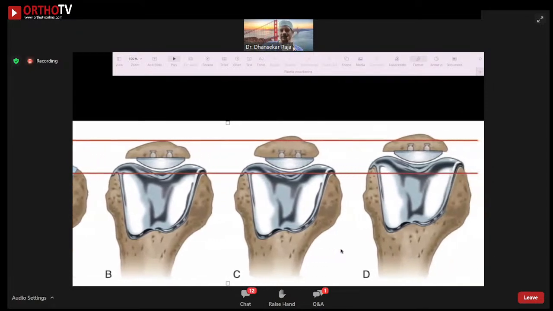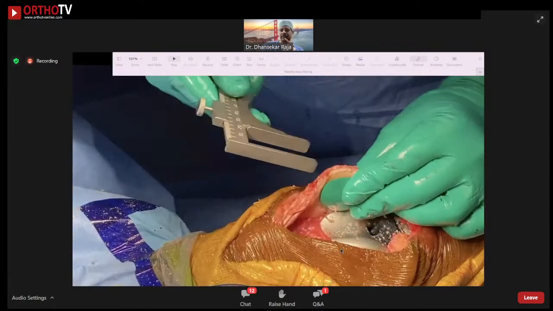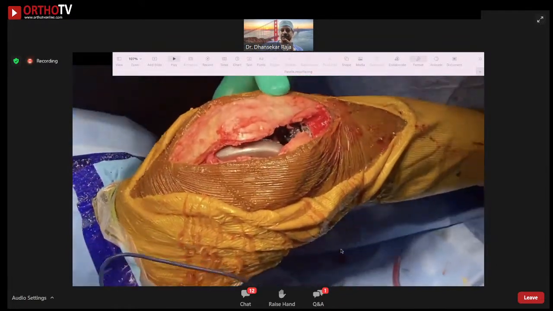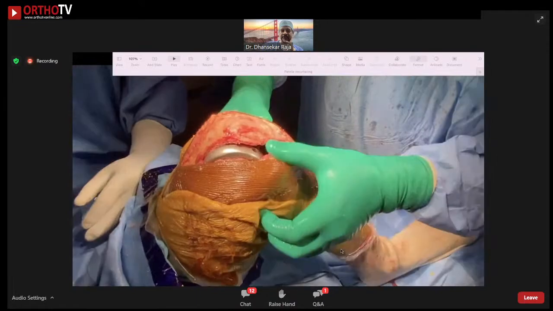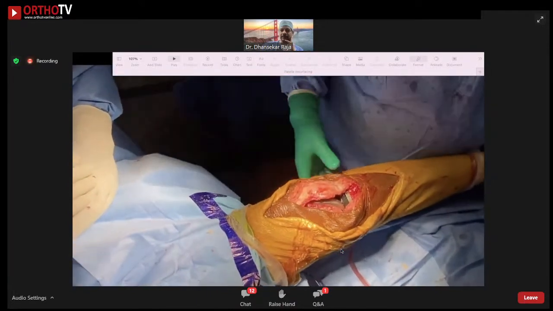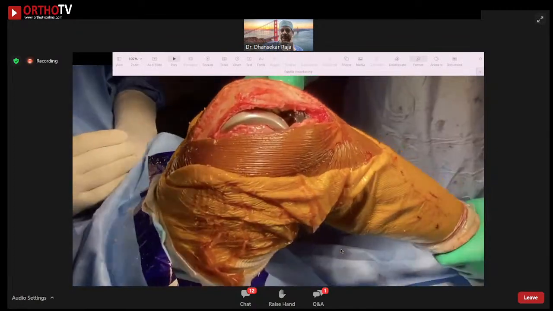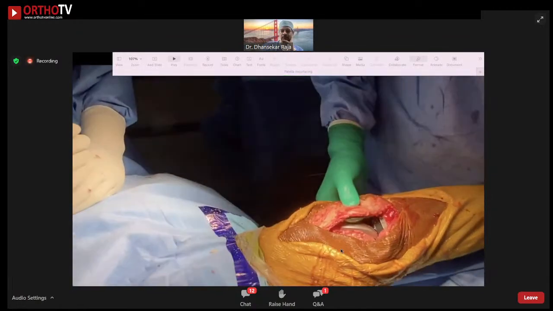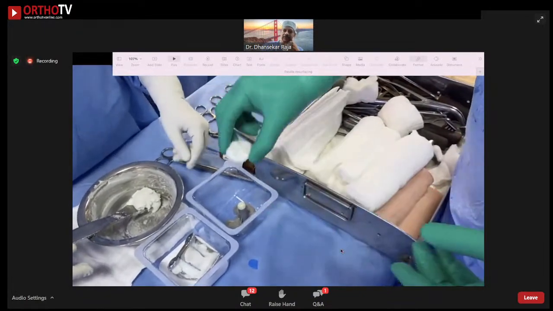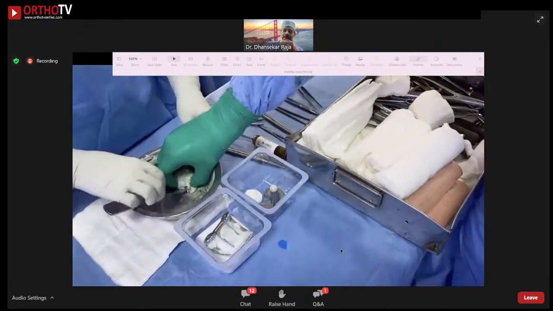Avoid overstuffing. If you overstuff, the anterior patellofemoral forces are increased. Then you check the tracking with a no-thumb technique. You don't place your thumb on the patella. You just allow it to track, and it's tracking nicely. There's no lift up. And when you're cementing the final components, you cement the patella as well. It's an all-poly patella.